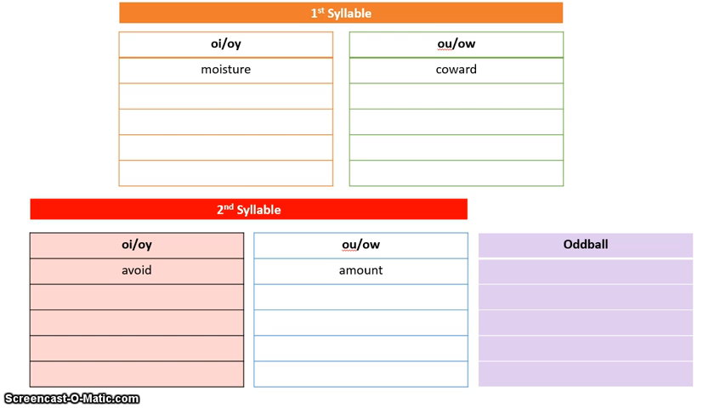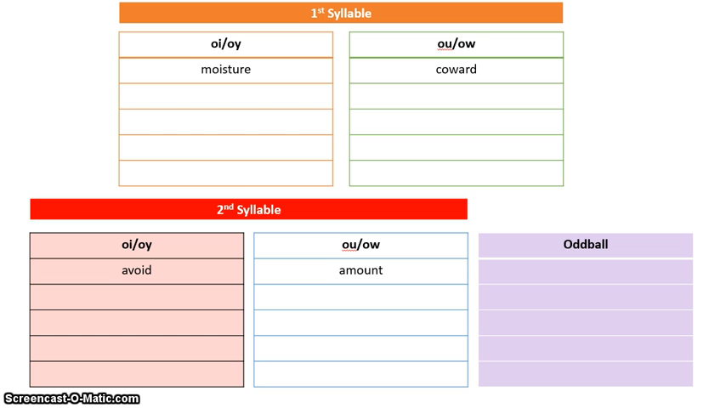So that's why we've put it there instead of in the first chart with the word moisture, because the OI sound is in the second syllable. We have to really make sure we're keeping our syllables straight on this lesson. And the same way with the word amount. It's the ow sound, the same as in coward, but in coward, the ow sound is in the first syllable. In amount, the ow sound is in the second syllable.